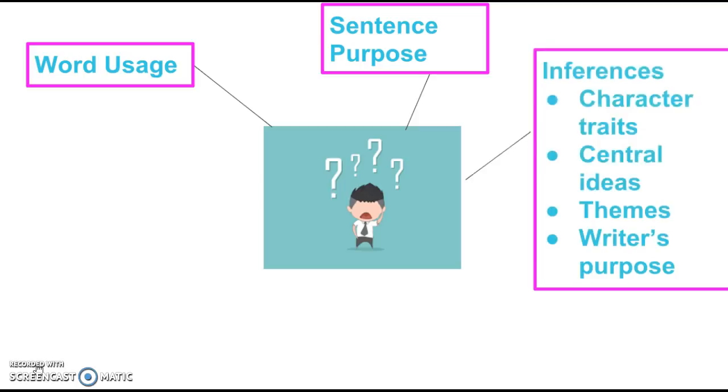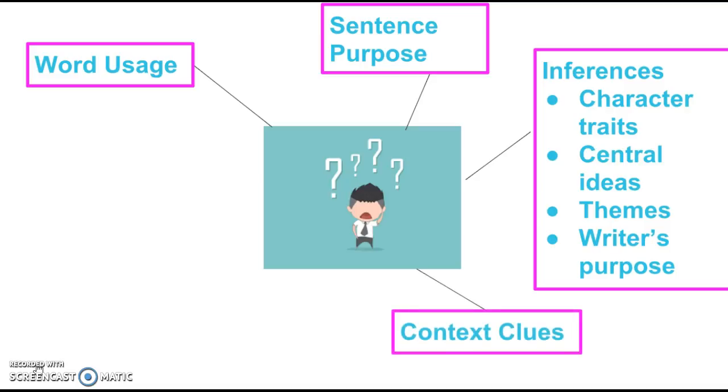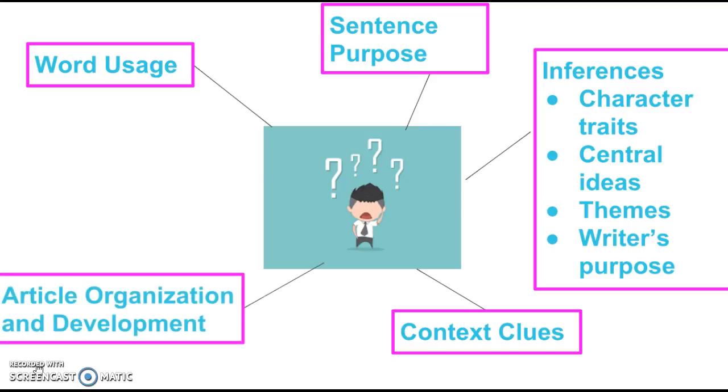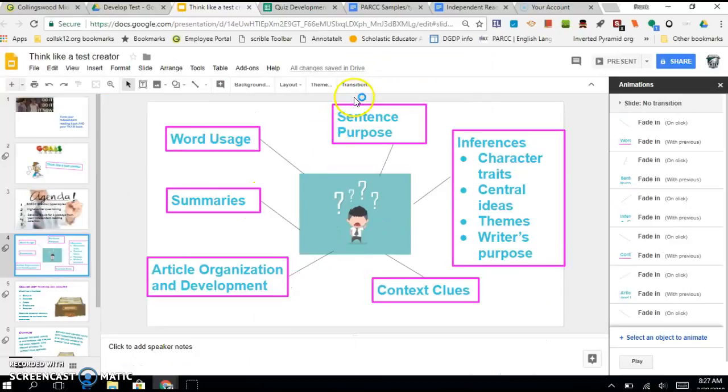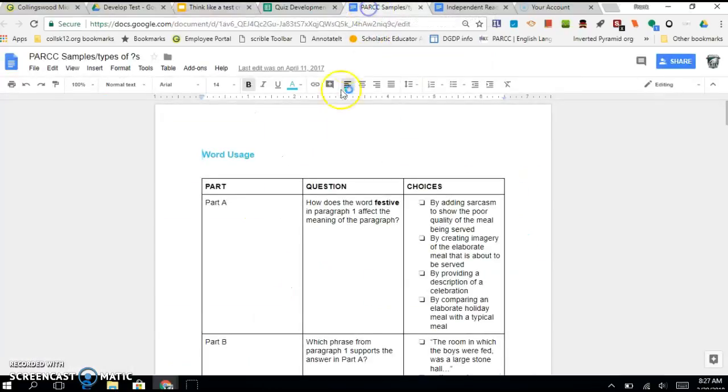Inferences, might ask you character traits. What's the central idea of an article? What's the theme? What's the writer's purpose? Just kind of read into the text to figure that out. Context clues, article organization and development, and summaries. You're going to get a handout, and I'll kind of show you that. Actually, we'll do that now, which you can kind of go through and see.